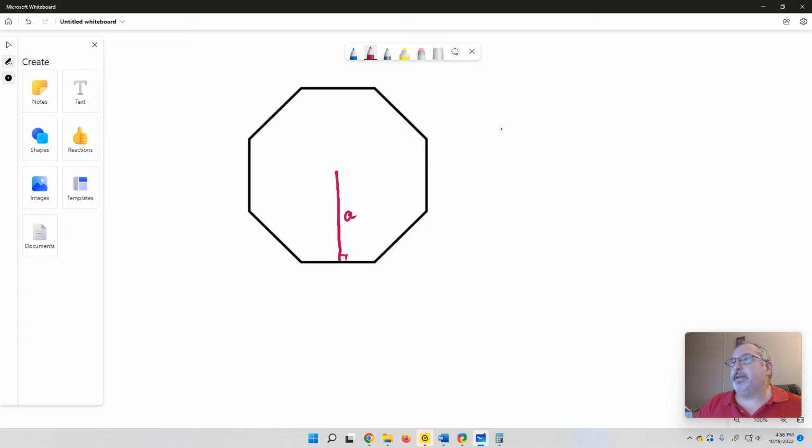So I'm going to say that my apothem for this problem is 10. So I'm going to let that value equal 10. And I just want to know the perimeter. Well, how do I go about that?